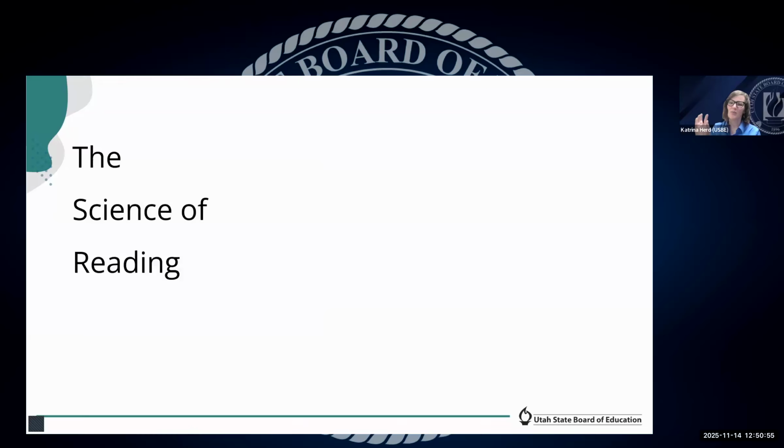When you see the term the science of reading, just in general, if you're able to, again, type it in the chat, do you have a positive or a negative association with the science of reading? Yeah, some positive, some mixed.